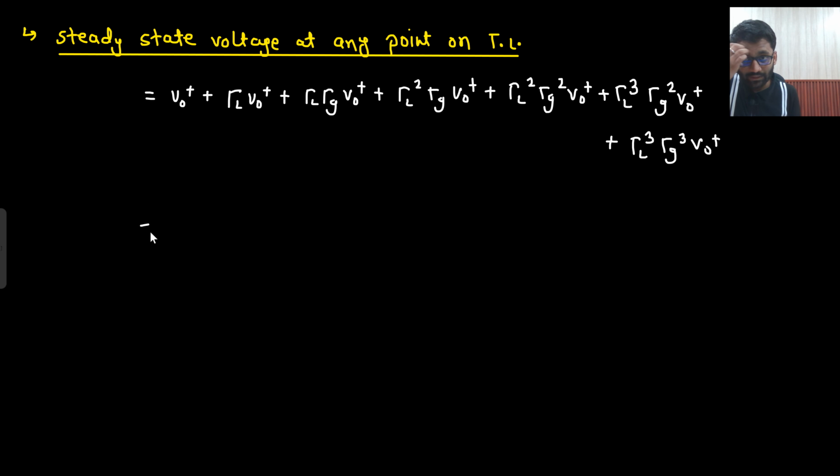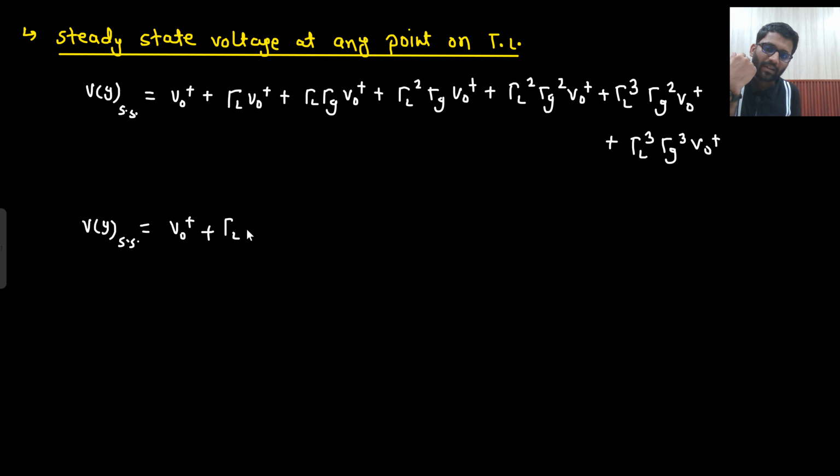So let's write it down, let's break it down. So this is your voltage at any point in steady state. Voltage at any point in steady state. Okay. So what I can do is that V naught plus, gamma L gamma G V naught plus. What I am writing is that this we are taking aside. Okay. V naught plus, gamma L gamma G V naught plus, gamma L square gamma G square V naught plus, and in that manner more things will be there.